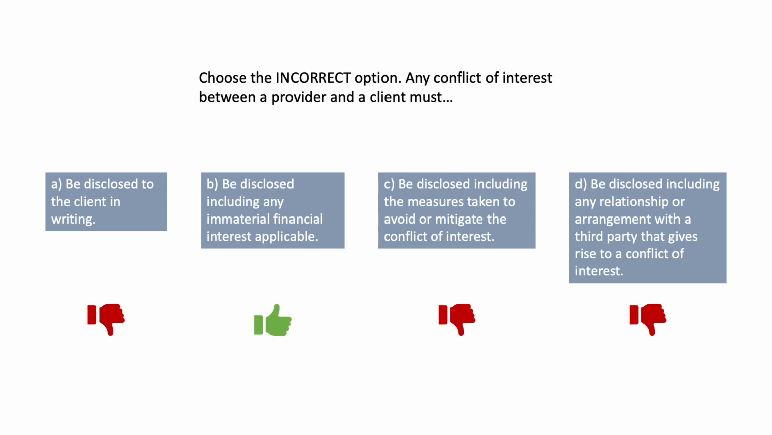We can see that option B is the incorrect answer. So we can see that a conflict of interest must be disclosed in writing, along with measures taken to avoid or mitigate the conflict of interest and any relationship or arrangement with a third party that gives rise to a conflict of interest, but you would not need to disclose any immaterial interest.